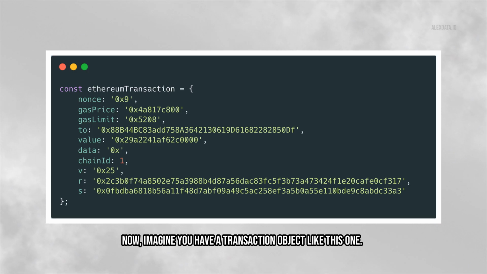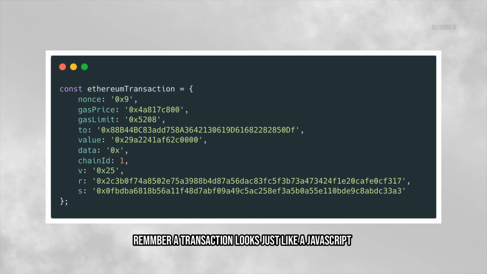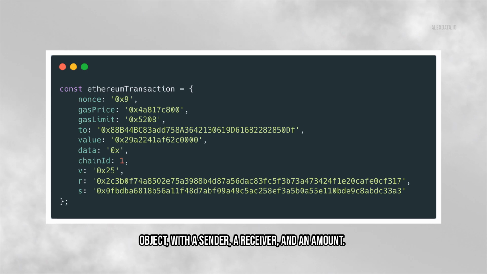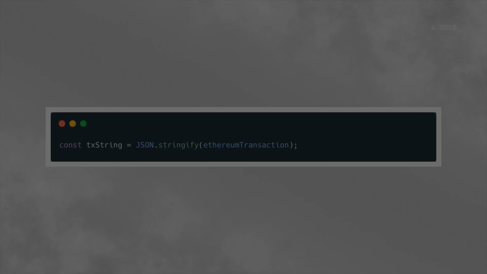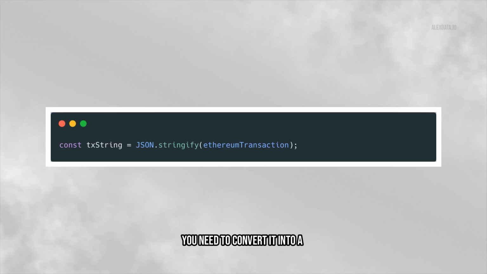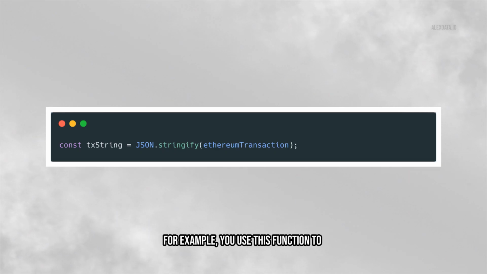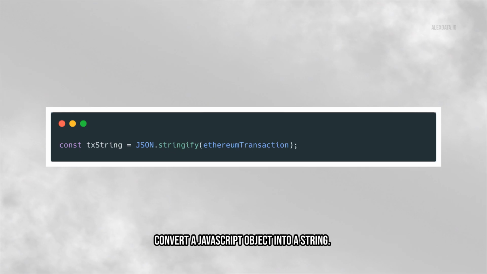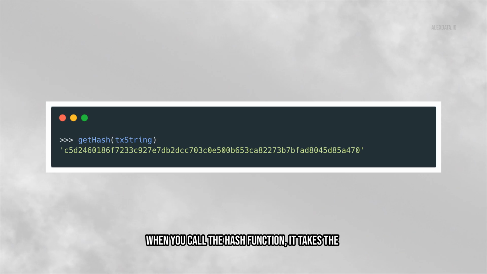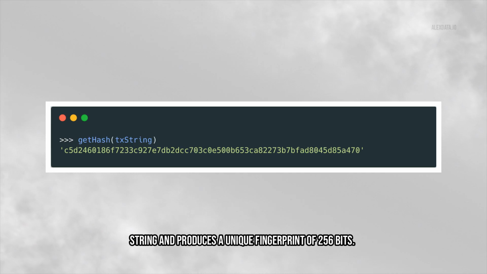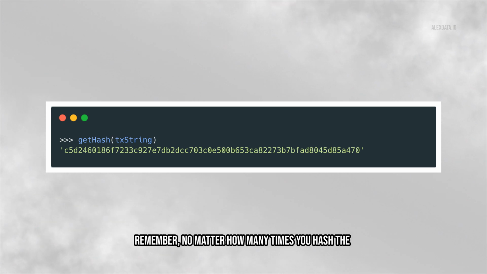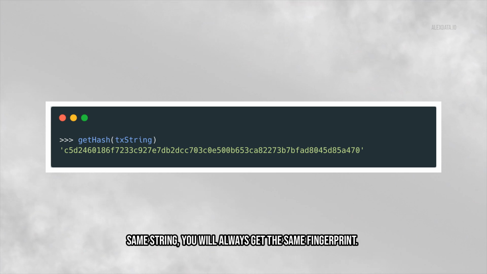Now imagine you have a transaction object like this one. Remember, a transaction looks just like a JavaScript object with a sender, a receiver, and an amount. You need to convert it into a single string so that we can hash it. For example, you use this function to convert a JavaScript object into a string. When you call the hash function, it takes the string and produces a unique fingerprint of 256 bits. Remember, no matter how many times you hash the same string, you will always get the same fingerprint.